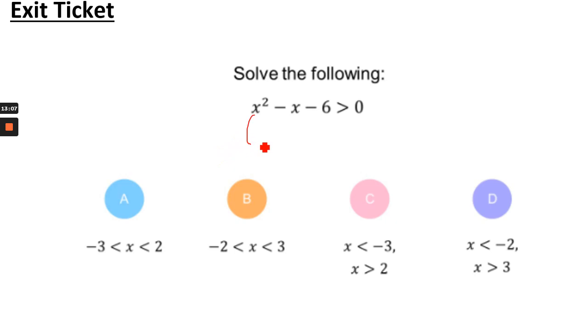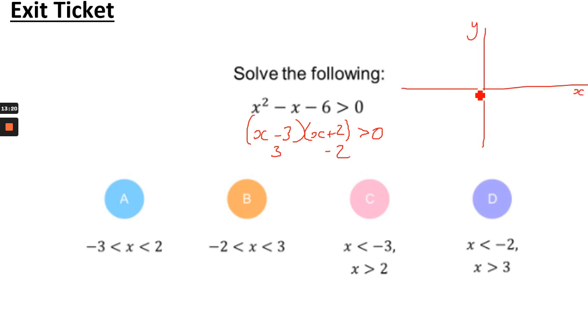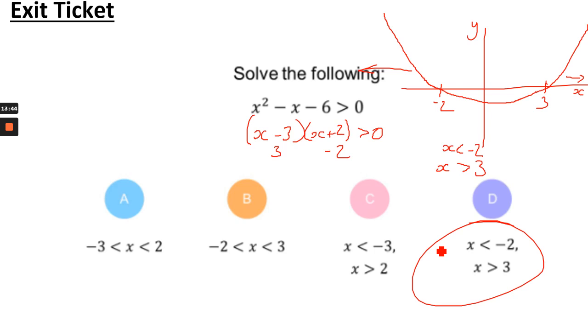Okay, if you factorize this one, you should get (x minus 3)(x plus 2) is bigger than 0. So the roots are going to be 3 or negative 2. Draw out the sketch. You'll be bored of me saying that, but it's really important that you do so. So we've got negative 2 or 3. Your quadratic is going to look something like this. Now we want the bit bigger than 0, so we need this part and this part. So I need x less than negative 2, and x bigger than 3. So it's going to be D.